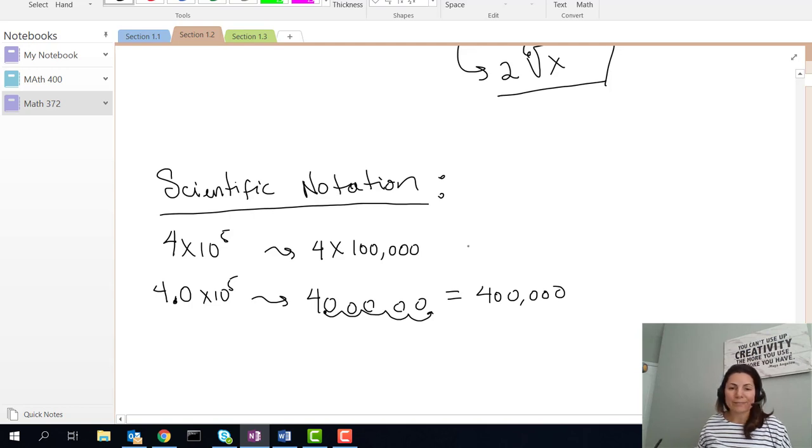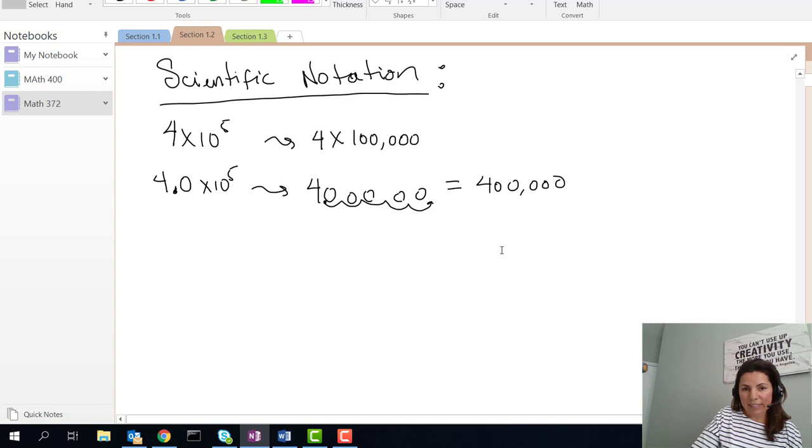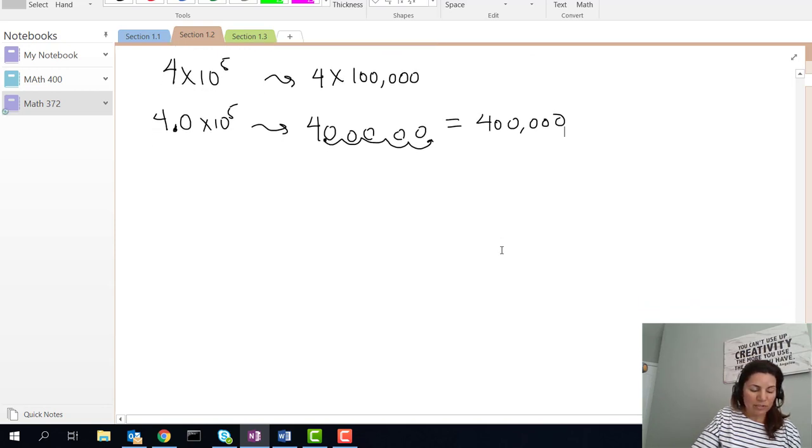So that's kind of like a slightly less complicated way to think about scientific notation.